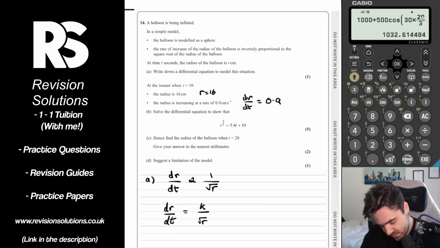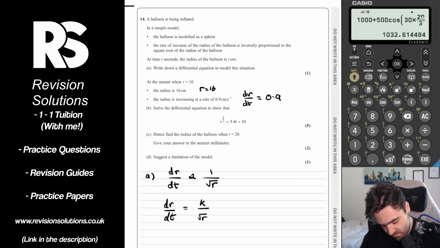Okay, so let's start by just solving this differential equation. So first thing I'm going to do is actually write it, because I'm going to integrate, as a power of r. So that would be the same as k times r to the minus half.